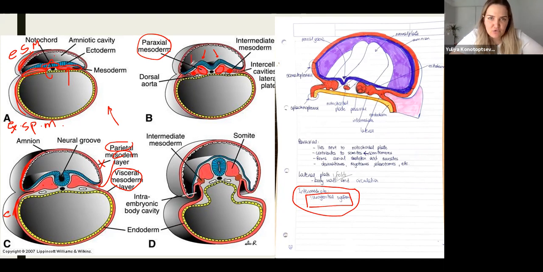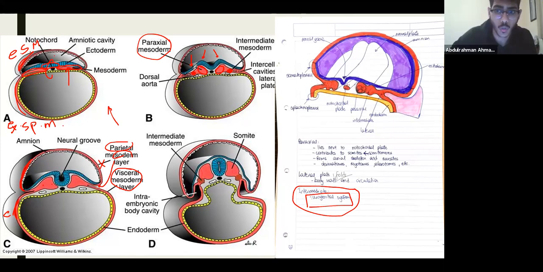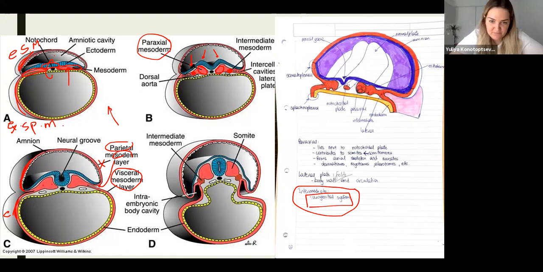Will this tissue be neural? Will this ectoderm be neural? Why not? Because it's not thickened. And why is it not thickened? Because there is no notochord. Okay, so this will be your surface ectoderm. So is it clear? This part of the ectoderm is surface ectoderm. This is your neural plate. And then this is another surface ectoderm.